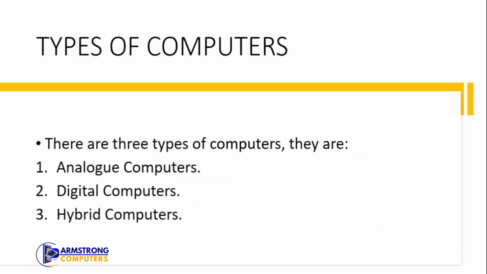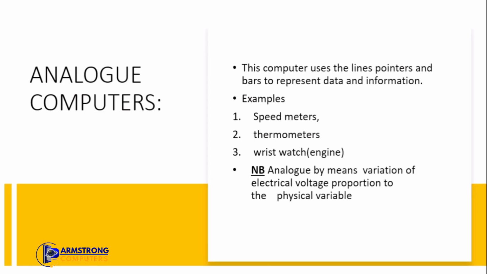Moving on, let's look at types of computers. There are three types of computers. They are the analog computer, the digital computer, and the hybrid computer. Let's look at them one after the other. First, let's talk about the analog computer. These computers use line pointers and bars to represent data and information. An example of an analog computer is the speedometer.